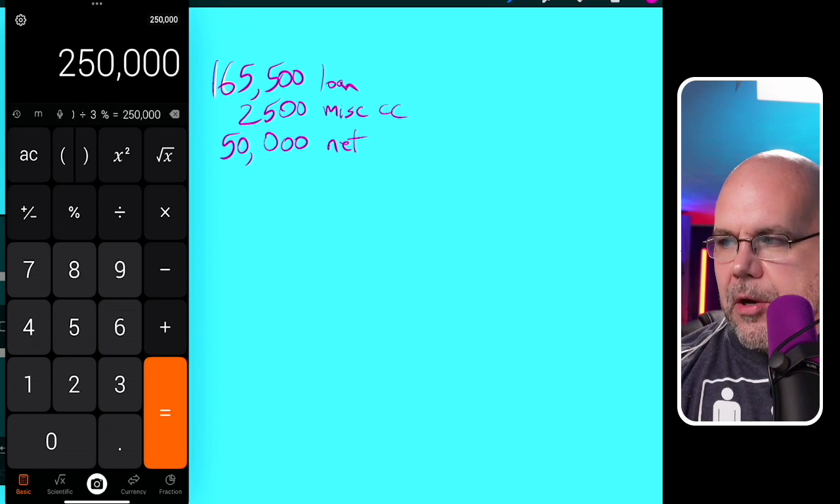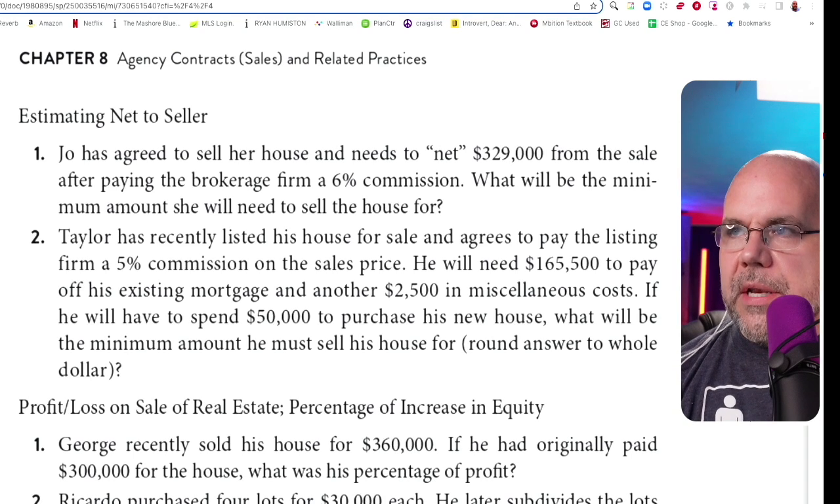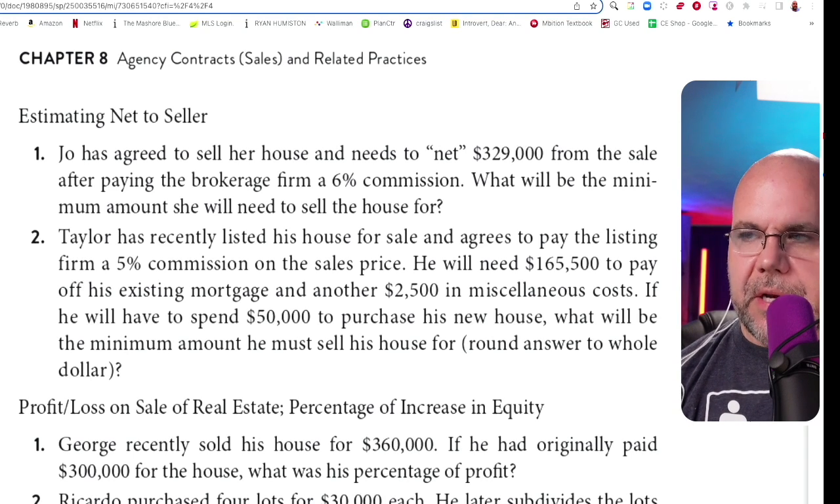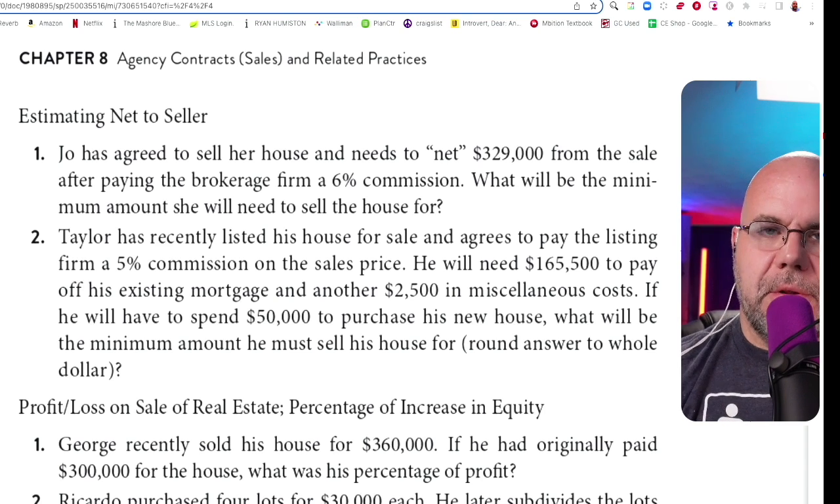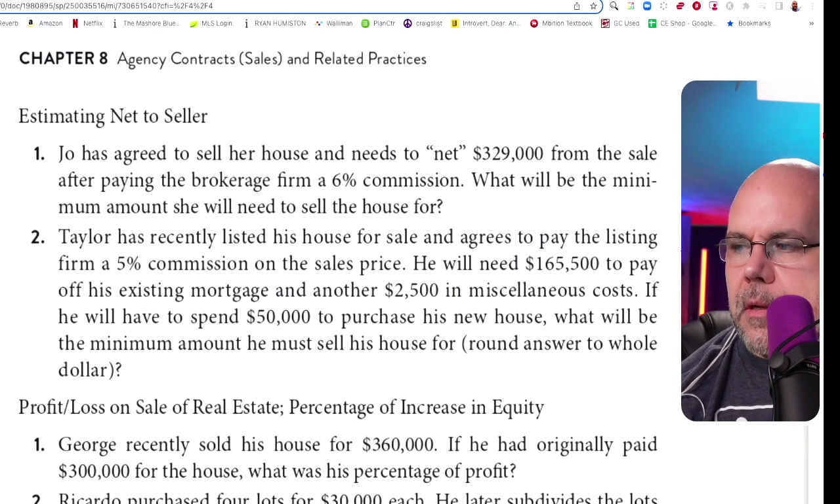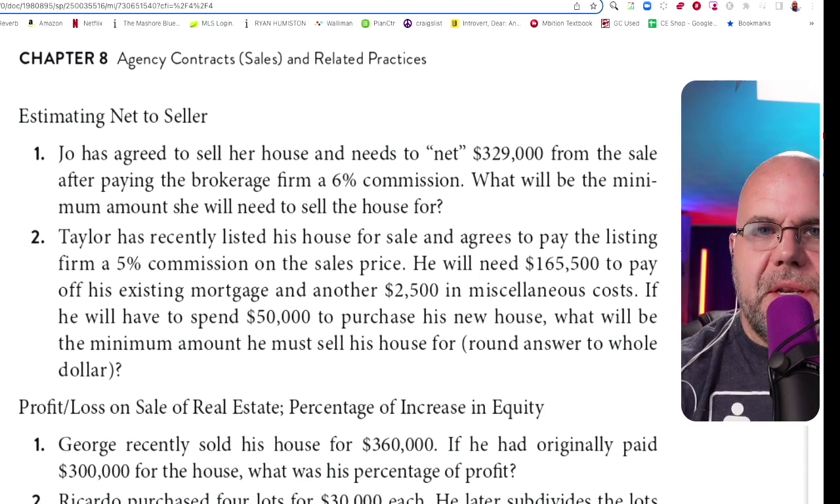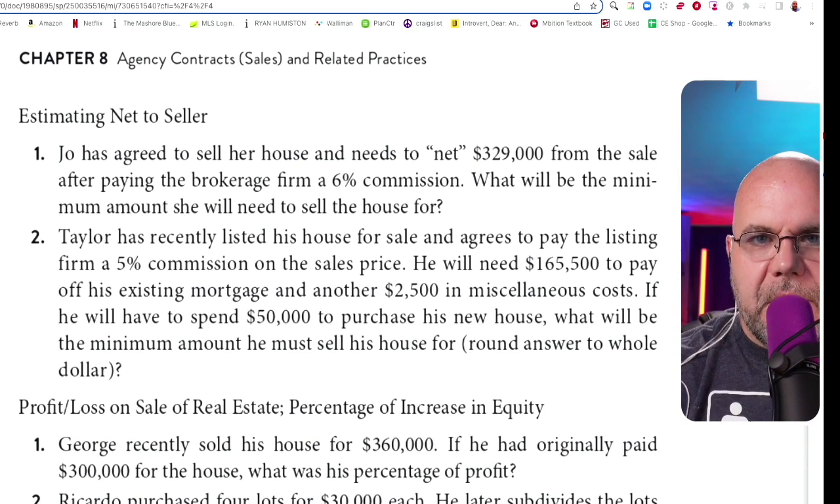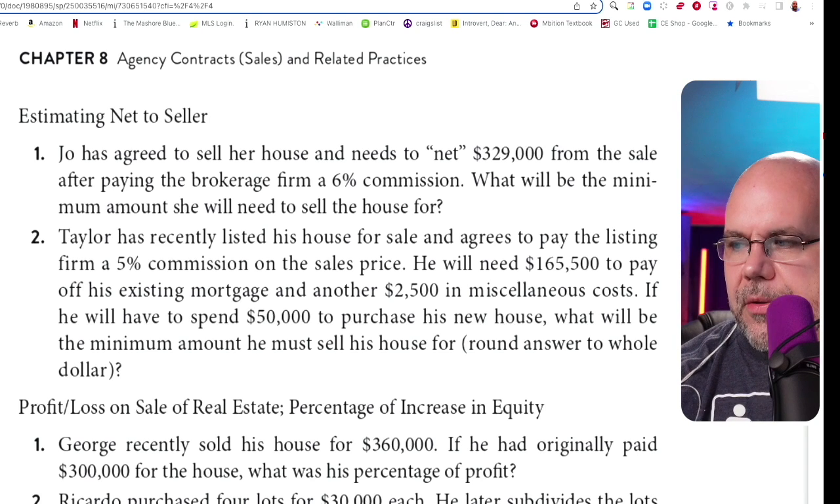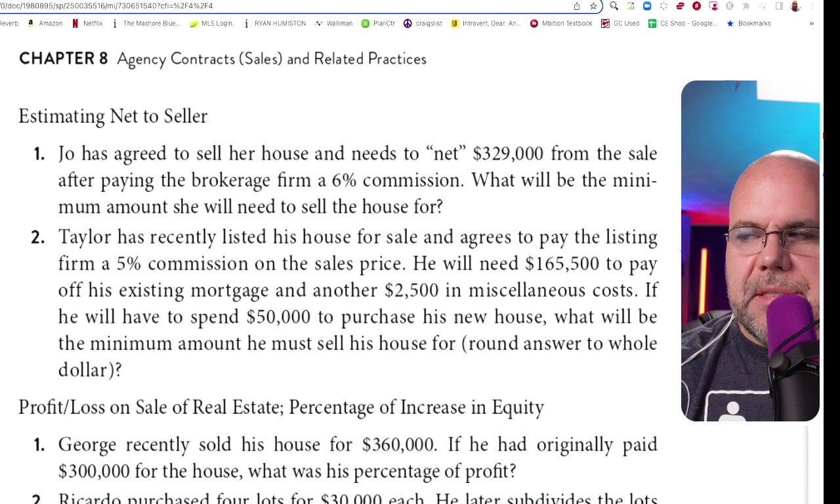Now, what else do we know from the question? We know that the commission amount that the seller is agreeing to pay Taylor is a 5% commission rate. Taylor's going to make 5% commission. What does that mean? 5% of what? 5% of the sales price. Not 5% of the net or any other number, not 5% of what all these things add up to. Doesn't matter to us as brokers what they need to end up with as far as calculating our commission. Our commission is based on the sales price. So let's see how that works.